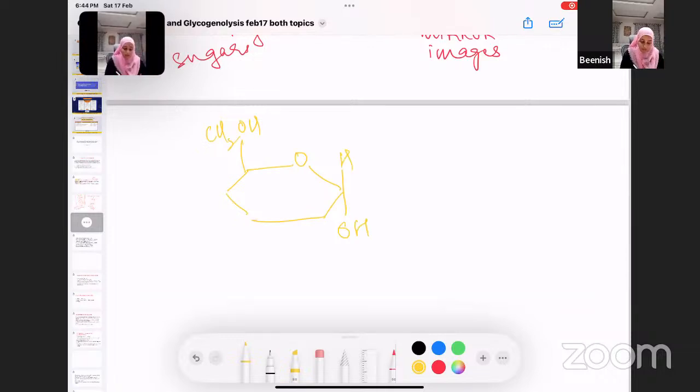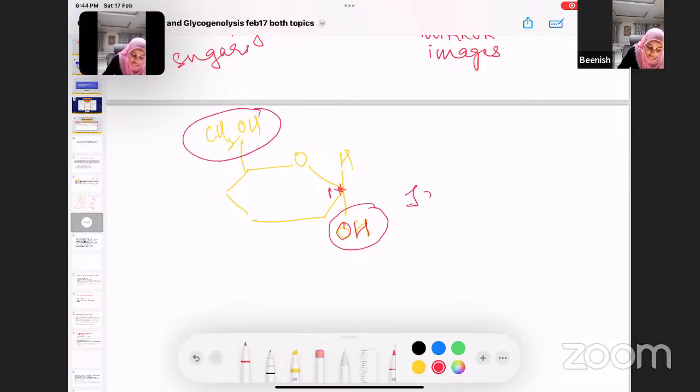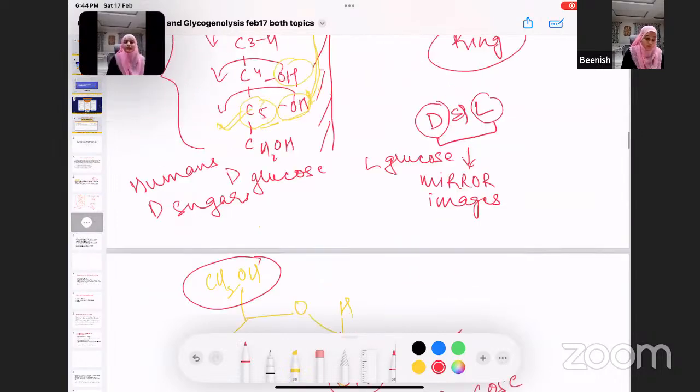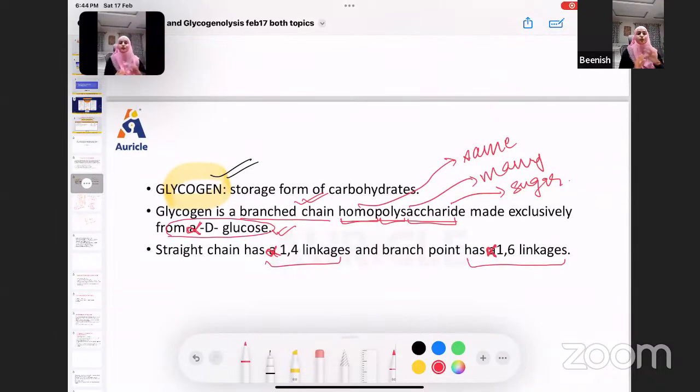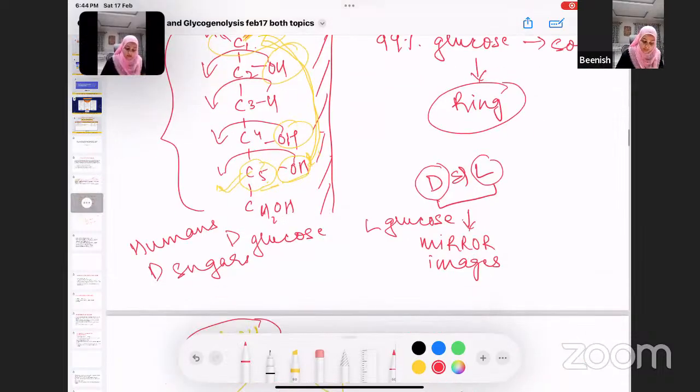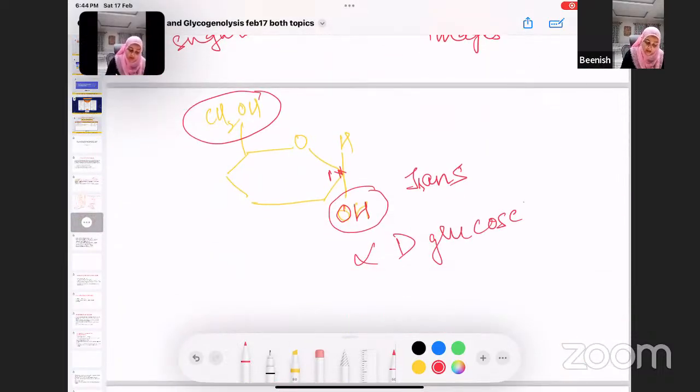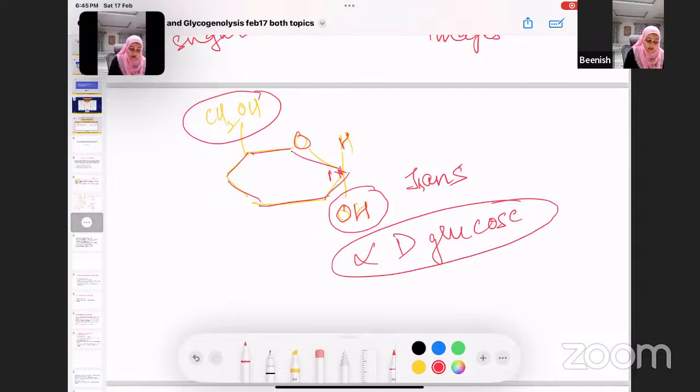Now if your hydroxyl at C1, this is carbon 1, is in trans, that is below the plane, this is known as alpha D glucose. So now you get it, what this alpha D glucose is. Although nobody's asking for the structures, for the sake of understanding, I've explained all this to you. So this is your alpha D glucose.